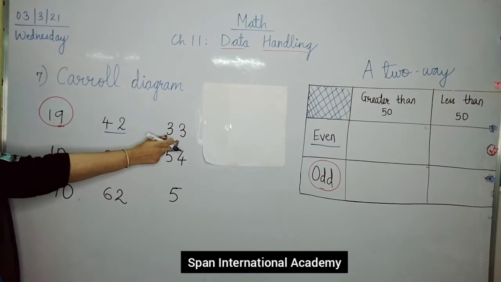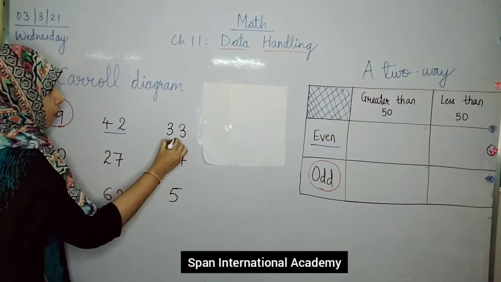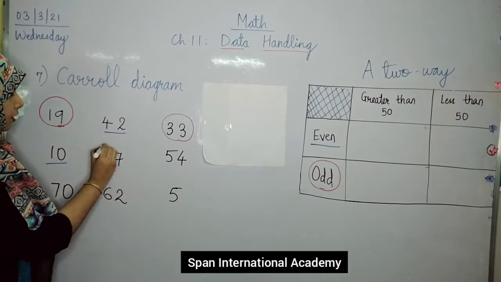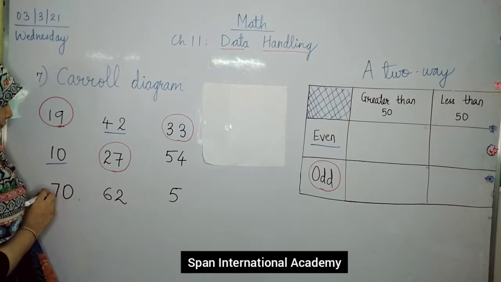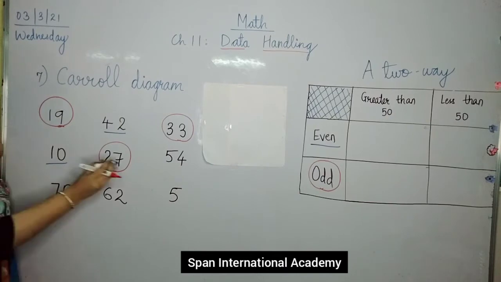Now come to 33. What is it? Even or odd? It is odd. Now come to number 10. It is even. 27. What is it? Even or odd? It is odd number. Now 54. 54 is an even number.